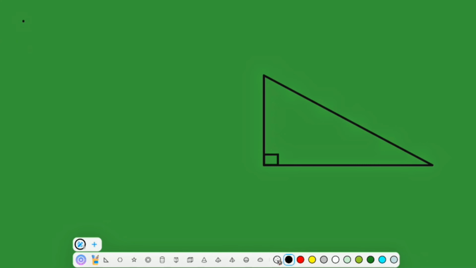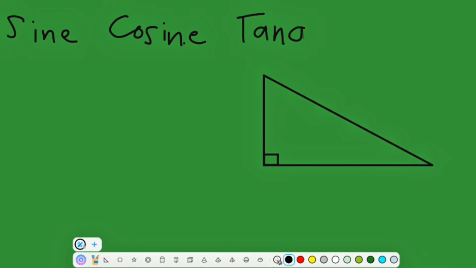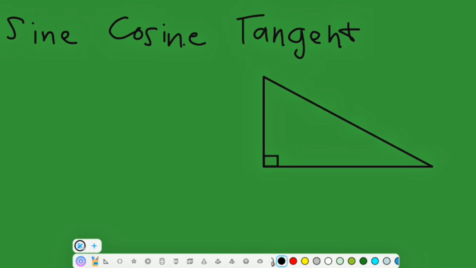When we talk about trigonometric ratios, we talk about sine, cosine, and tangent. You only use these three trig ratios when you're dealing with right angle triangles. You also use the theorem of Pythagoras when you are dealing with them.